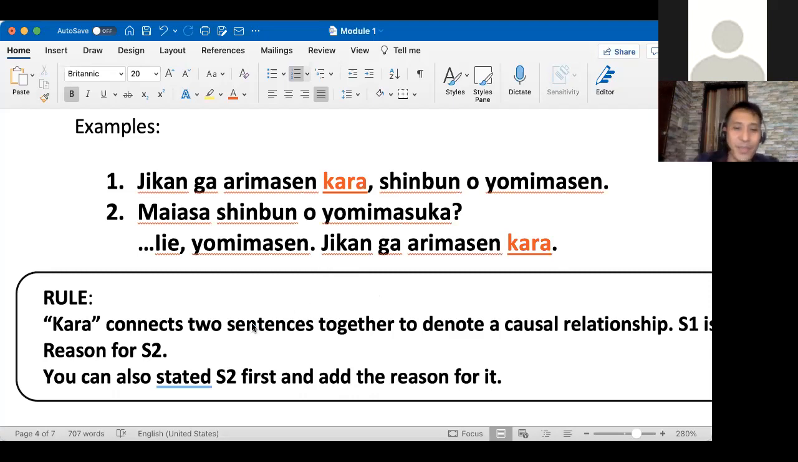Okay. Tanong ko. Kuruma ga arimasu ka? Sige nga. Sino gustong sumagot? Gamitin yung kara. Sige nga, subukan natin. Kuruma ga arimasu ka? Sinong gustong sumagot? You can raise your hand or you can type your answer in the chat box. Kuruma ga arimasu ka? May sasakyan ka ba? Do you have a car? Ayan, sagot po.